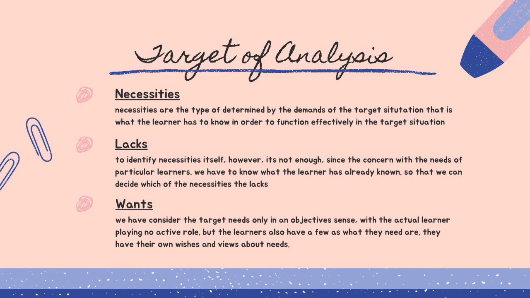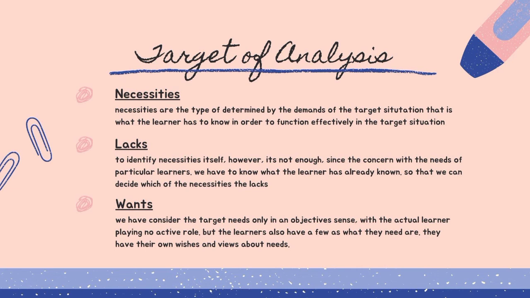And the second one is lack. Lack is the difference between the student's present competence and the desired competence. Based on the English for Specific Purposes book, lack is about what the learner knows already, so the teacher or facilitator can decide which of the necessities the learners lack.